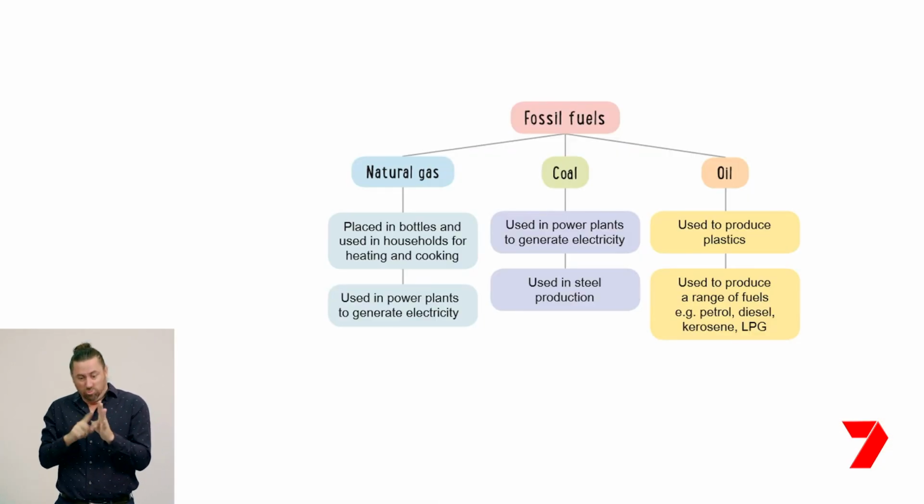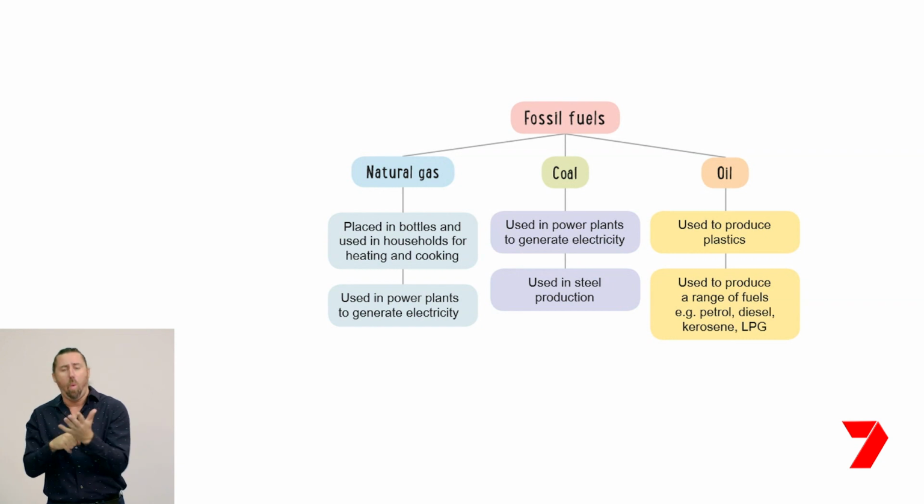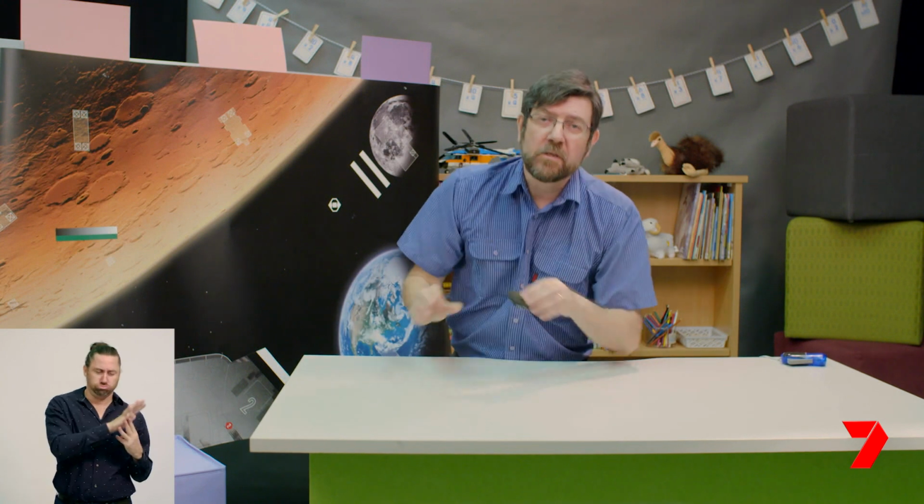If we look more closely at the flow chart, we can see that natural gas and coal tend to be used to generate electricity. Now, electricity can be generated from other energy sources other than coal, oil or natural gas, but approximately 80% of current worldwide energy use is from these fossil fuels. Let's look more closely at how electricity is generated from fossil fuels.